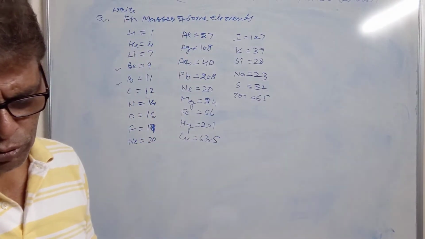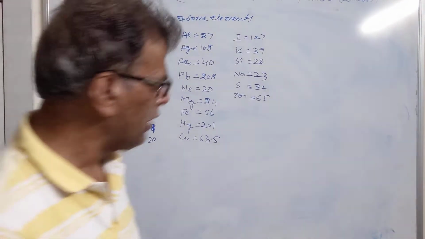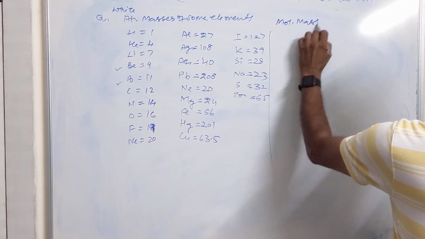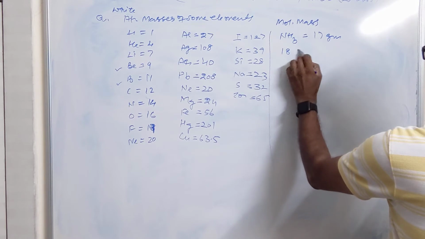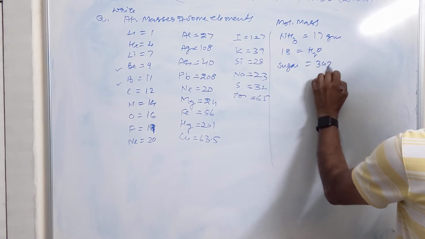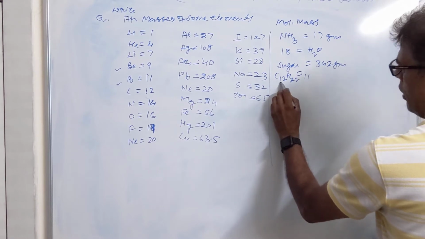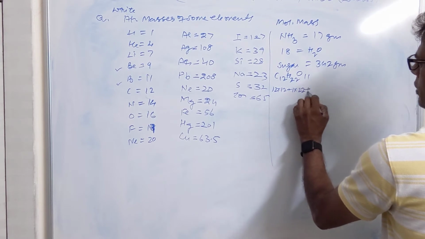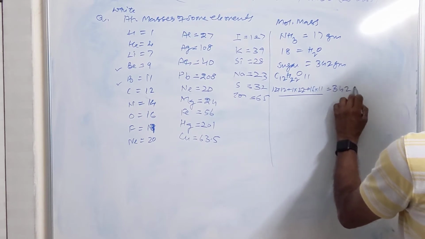So now we come to the molecular masses of some of the molecules like ammonia, carbon dioxide, water. Molecular masses. That is, ammonia is 17 gram. Water is 18 gram. Sugar 342 gram. C12H22O11. How to calculate? 1 carbon has mass 12, 12 into 12, plus hydrogen has mass 1, 1 into 22, plus oxygen, 1 atom has mass 16, into 11. You will add these, you will be getting 342 gram.